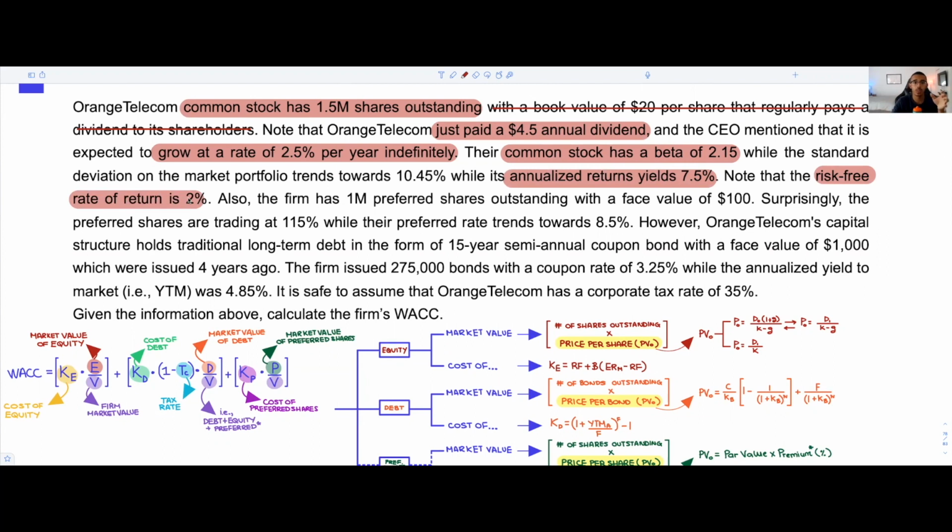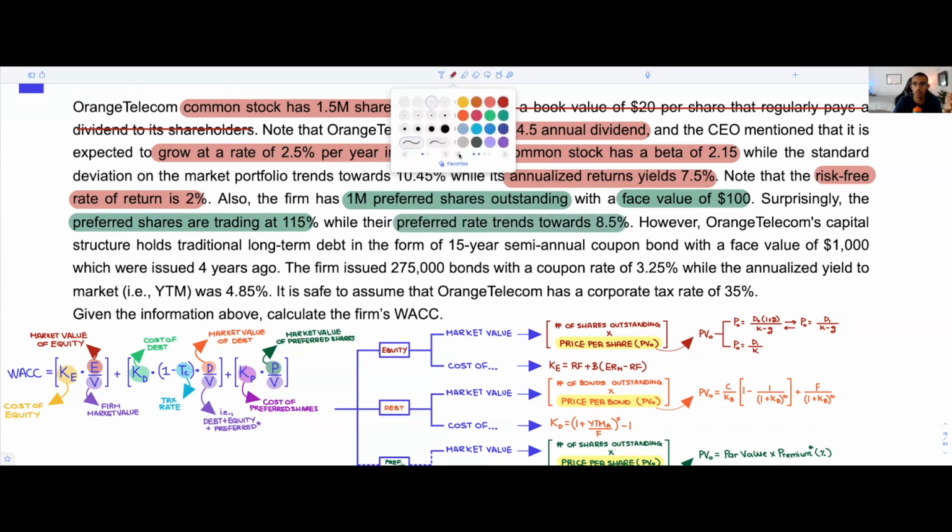All right, so we have a bunch of information that we need. Now we're also going to jump into the third bucket of our WACC, which is the preferred shares portion. In this case, they're letting you know that there are 1 million preferred shares outstanding, okay, with a face value of $100. Surprisingly, the preferred shares are trading at 115%, while the preferred rate trends towards 8.5%.